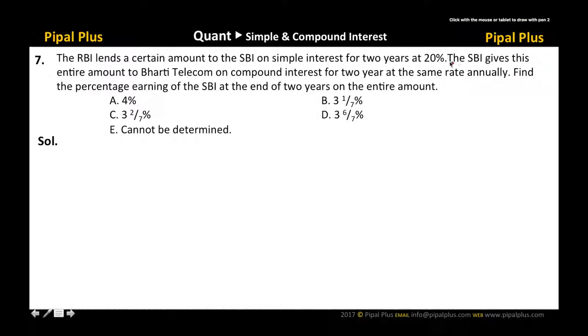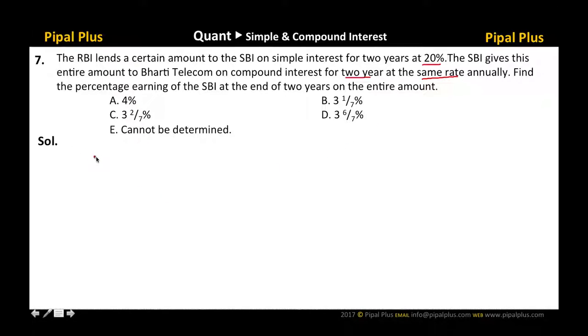SBI is borrowing money at simple interest, right? And it is lending it onwards at compound interest for exactly the same time period, again 2 years, and exactly the same interest rate, which is 20%. What we need to do is find SBI's earnings and express them as percentage, right? So you may pause the video now, take your time with it, and come back to the explanation.